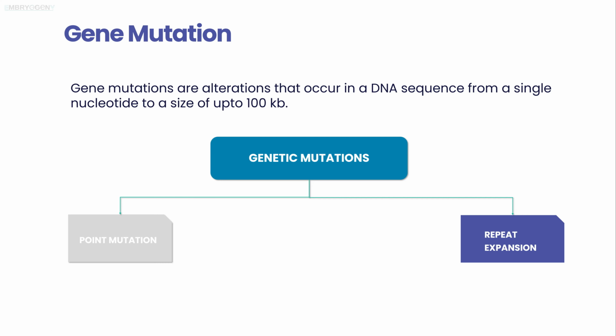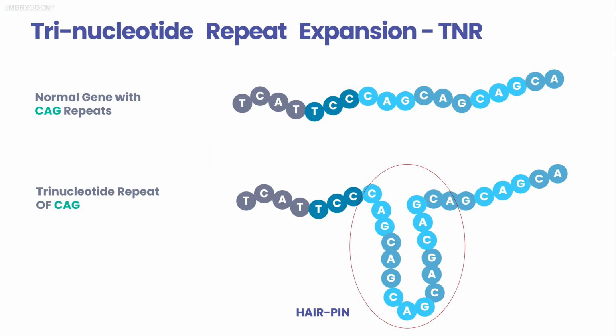The next type of genetic mutation is repeat expansion. Many parts of the human genome have repeated sequences. It is common to have parts of the genome with a few repeated trinucleotides like CAG or CGG, as shown here on the screen. Trinucleotide repeat expansion occurs when the number of triplet repeats present in the mutated gene is greater than the threshold number found in a normal gene. They are also called microsatellite expansions.